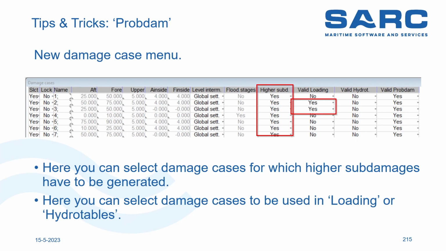It's also possible to select certain damage cases as valid for loading, which means that if you now enter the loading module, these two damage cases will be listed in the damage cases menu. And then together with a light, partial, and deep subdivision draft, you can do some further investigations on damage stability. Is that including compound collection? Yeah.